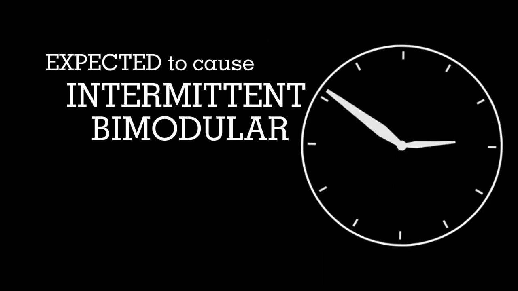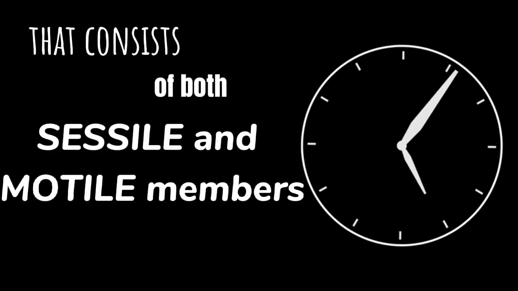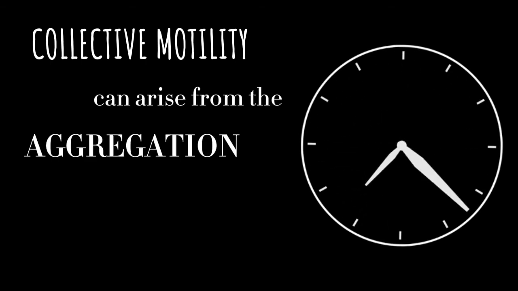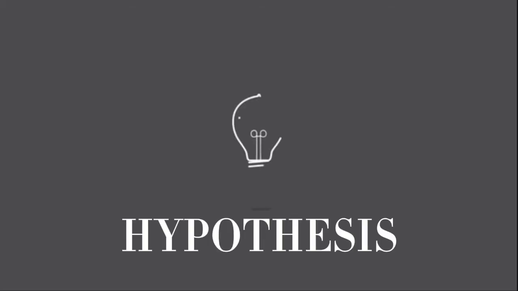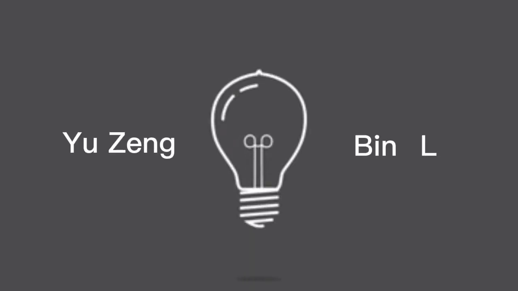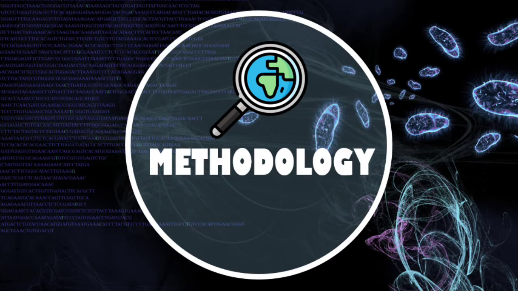After a finite division time, typically over an hour, is expected to cause intermittent bimodular states of rosettes that consist of both sessile and motile members, and that collective motility can arise from the aggregation between sessile and motile compartments. But this is just a hypothesis. To confirm this, the researchers come up with their study titled Self-Propelling Enrolling of a Sessile-Motile Aggregate of the Bacterium Caulobacter crescentus.